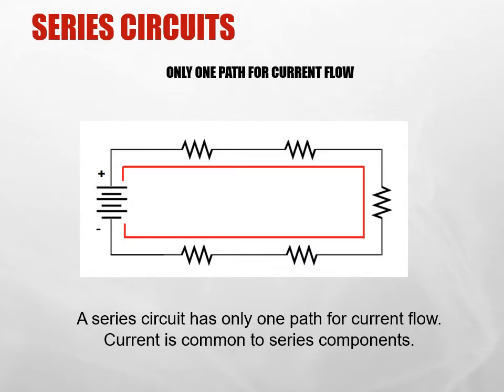Current is the flow of electrical charge past a given point through a conductive medium. If we follow the current here, you can see that there is only one path for the current to flow, where the current has to go through each successive resistor. Again, this particular diagram is using electron flow, not conventional current flow.